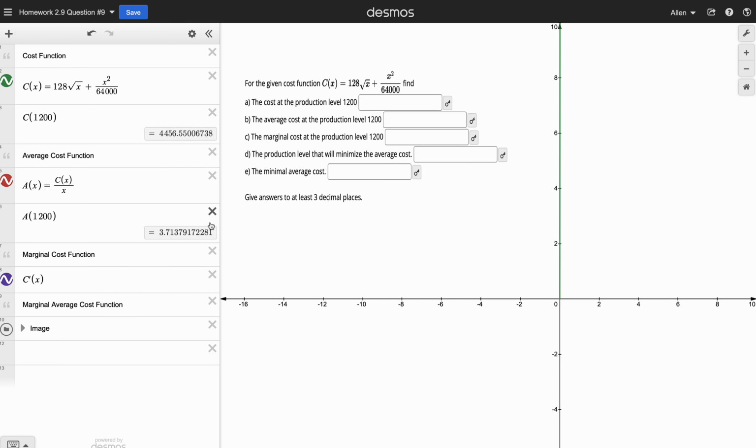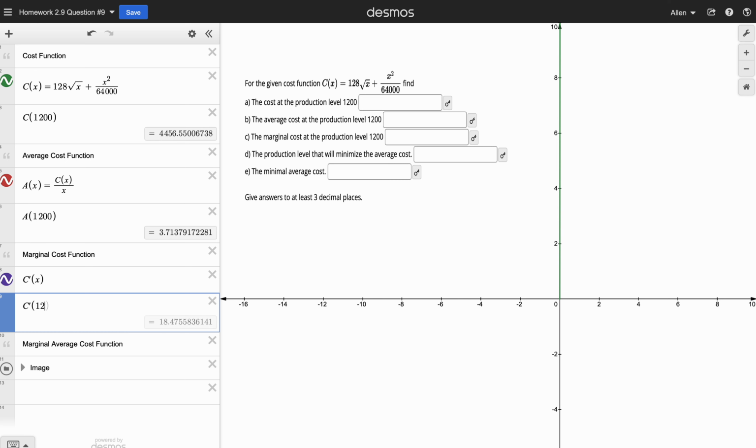We're not ready to do that yet. We're still doing values. And we want the marginal cost at 1,200, so that's C prime of 1,200. So the marginal cost would be $1.89, and all that means is that the cost that we'll have to pay to make the 1,201st item is $1.89.